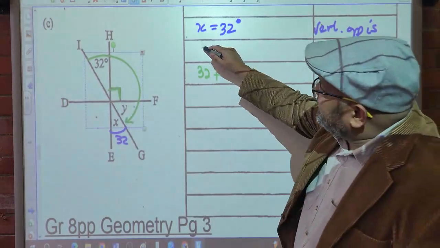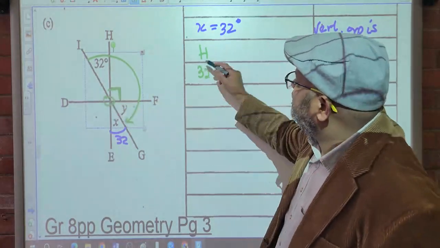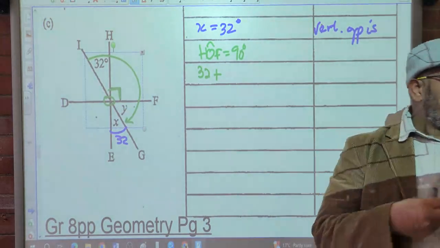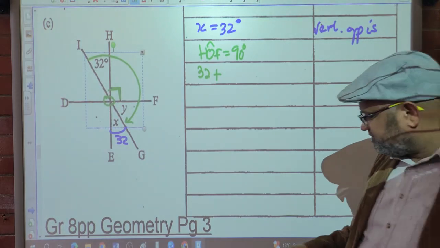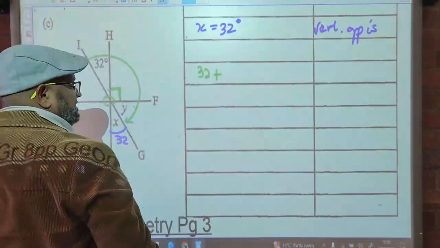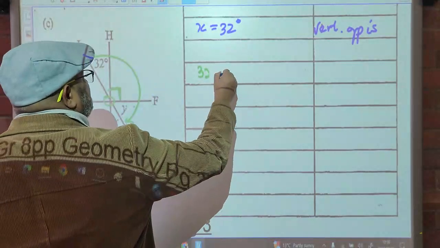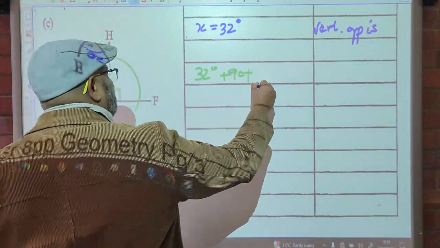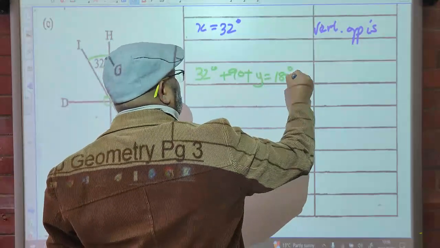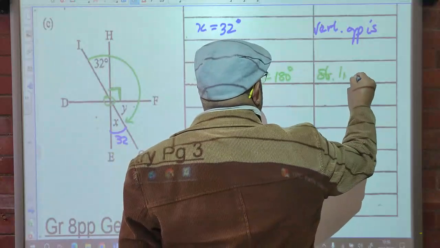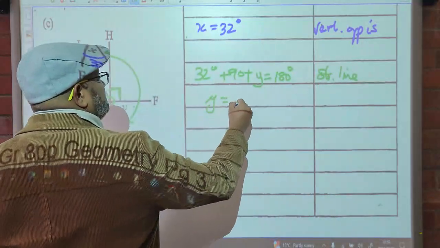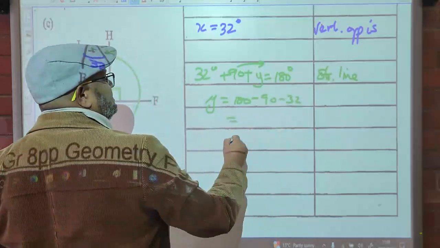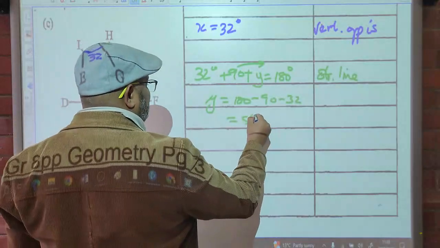Now, do I have to say that it is 90? No, because it's given to us. It's on the diagram. Can you see that, people? So we just use it as 90. 32 degrees plus 90 plus y equals 180. Why? Angles on a straight line. So y is equal to 180 minus 90 minus 32. We get an answer of 58 degrees.